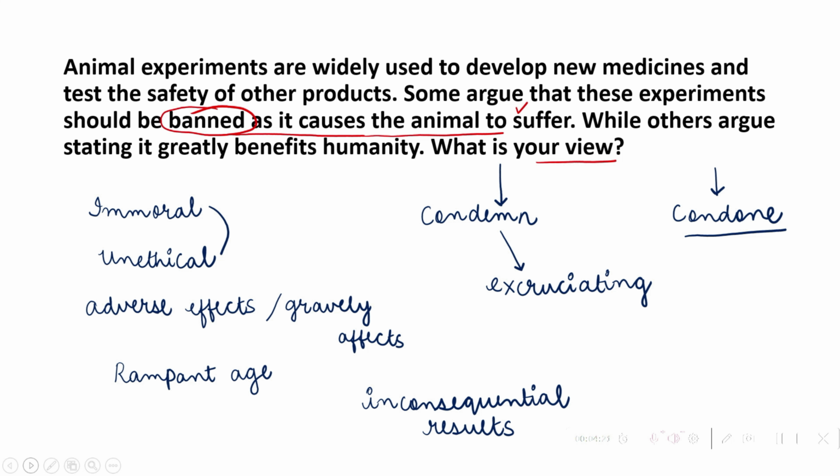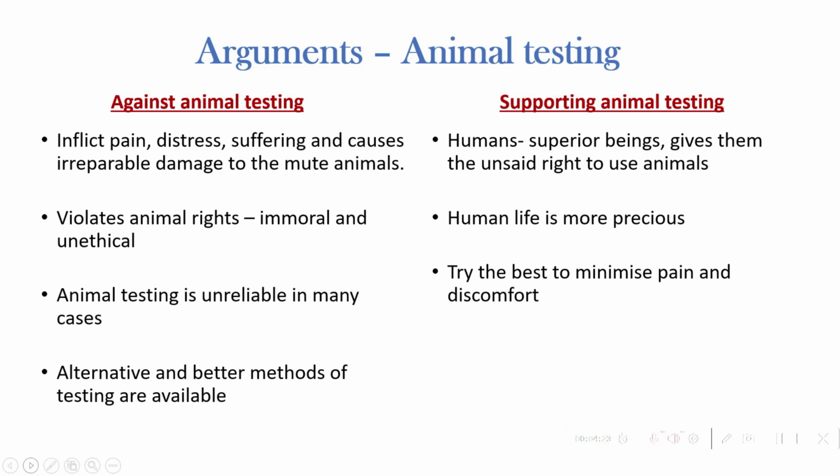Now let's go and see certain arguments for supporting animal testing and against animal testing. So these are the bullet points. This is the brainstorming that you have to do before you start writing the essay. So that once you start writing, you can just go with the flow. So what is the first point that I have written against animal testing?